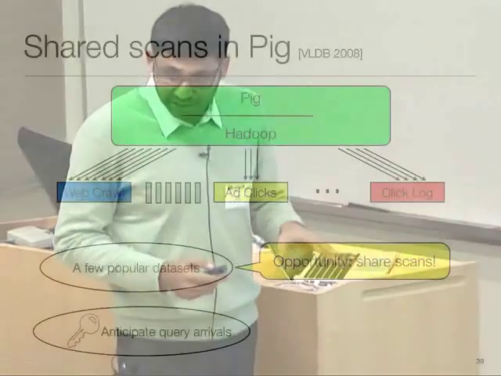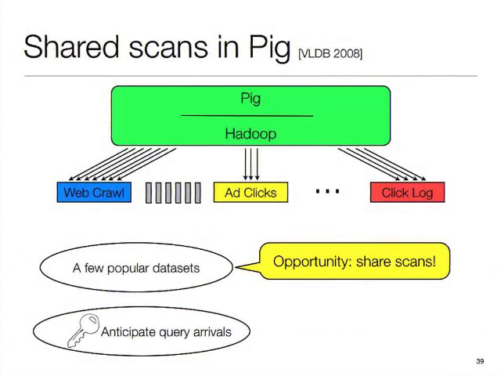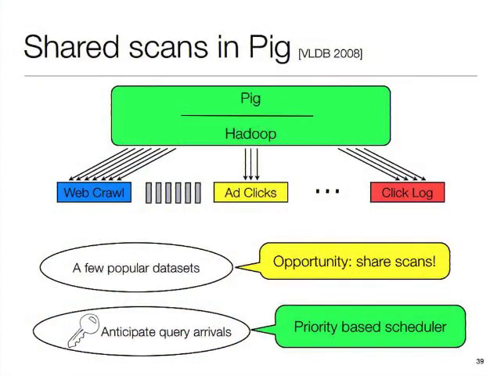So that's the opportunity. The way we went about it is we modeled how to anticipate these query arrivals, because to do this sharing you have to make one query wait while another one arrives which it can share with. By anticipating query arrivals, we were able to build a priority-based scheduler which can help you do this scan sharing to enable efficient computation of big queries.